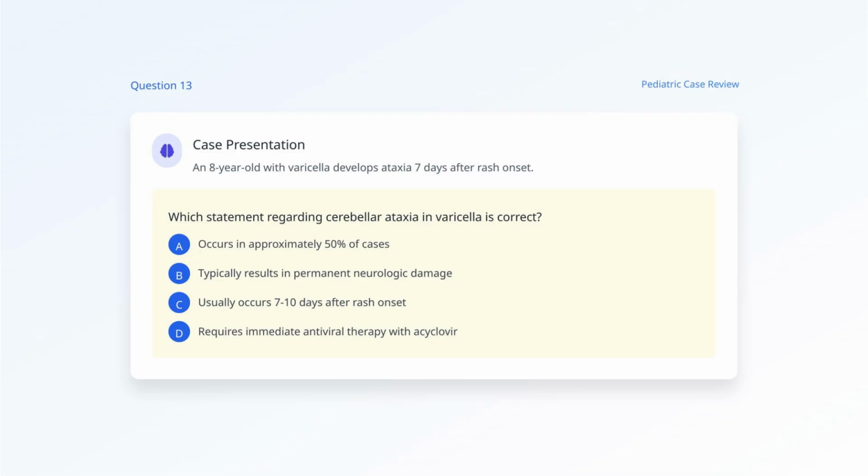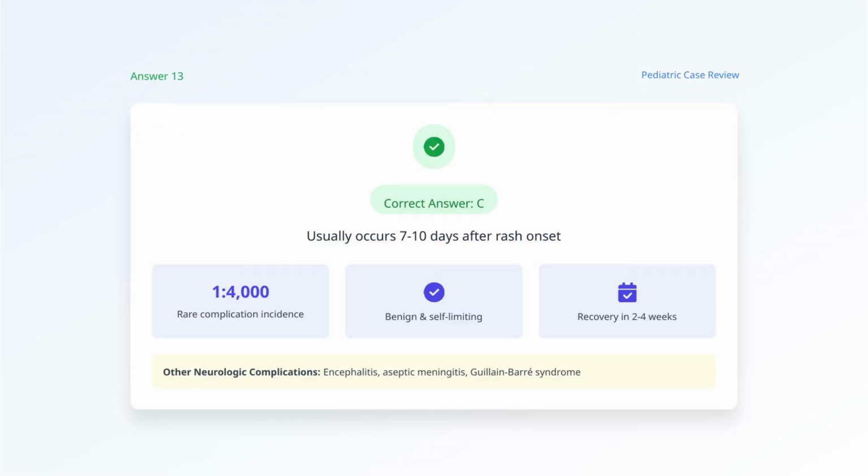An 8-year-old with varicella develops ataxia 7 days after rash onset. Which statement regarding cerebellar ataxia in varicella is correct? A. Occurs in approximately 50% of cases. B. Typically results in permanent neurologic damage. C. Usually occurs 7 to 10 days after rash onset. D. Requires immediate antiviral therapy with acyclovir. The correct answer is C.